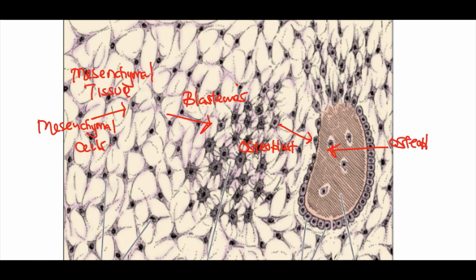The osteoid will now calcify, and it will form bone. That is what happens in intramembranous ossification. So the mesenchymal cells produce blastemas, which will differentiate into osteoblasts. Osteoblasts will form osteoid. Osteoid will calcify and form bone matrix. That is how bone is formed in intramembranous ossification.